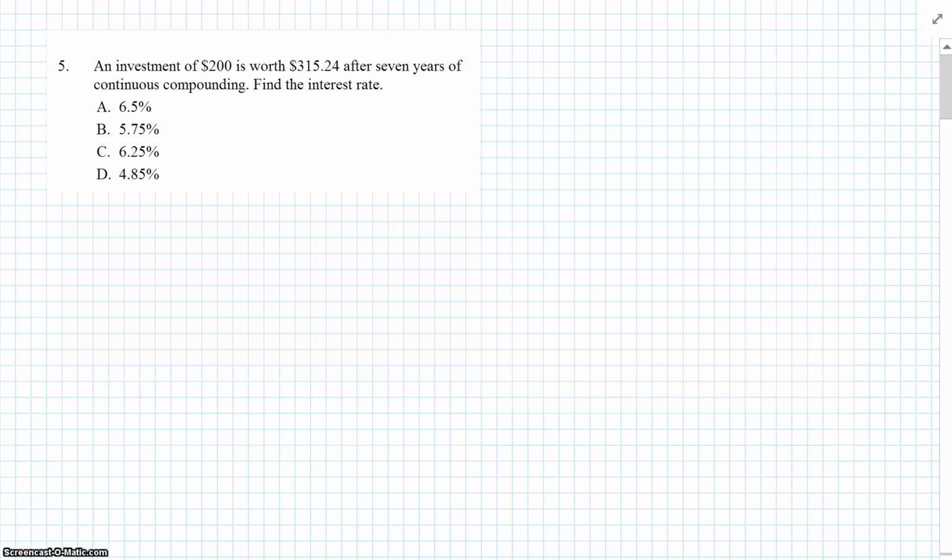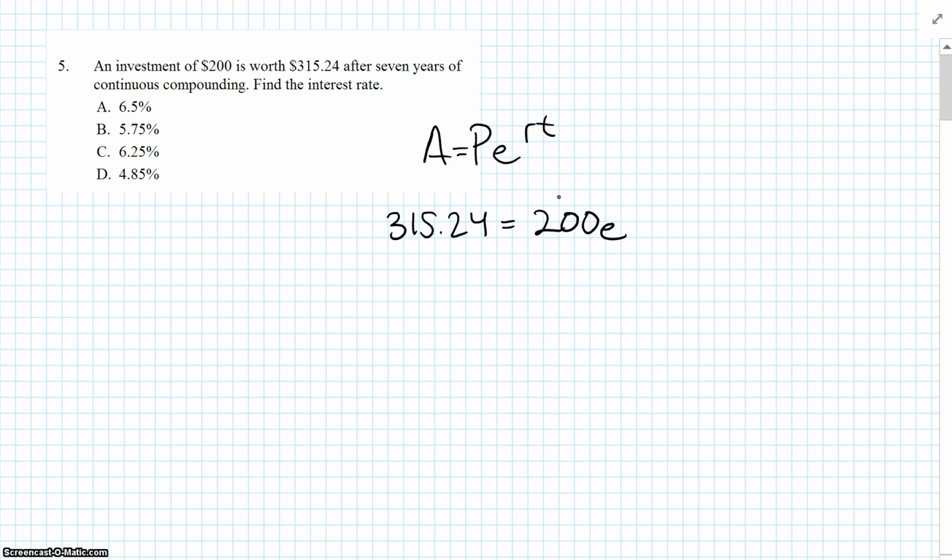Okay. So here we go. We've got A equals P e to the rt. It's worth $315.24. The principal was $200. All right. The time was 7 years. Okay, but we don't know the rate. So we've got to solve for the rate. Step 1. Divide each side by 200.